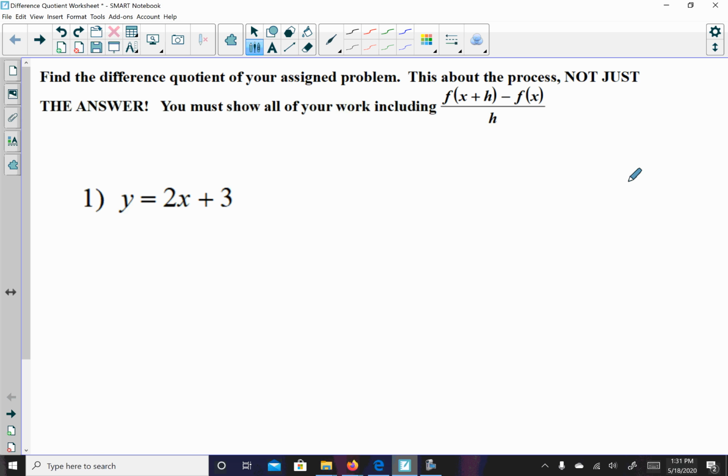So remember, when we're doing difference quotients, we're using this formula, which represents the equation to find the slope of a secant line. And so what we're going to do is first start by substituting in for this x. We're going to substitute in x plus h. So I'm going to have 2 times the quantity of x plus h, plus 3. That is going to be the f of x plus h.